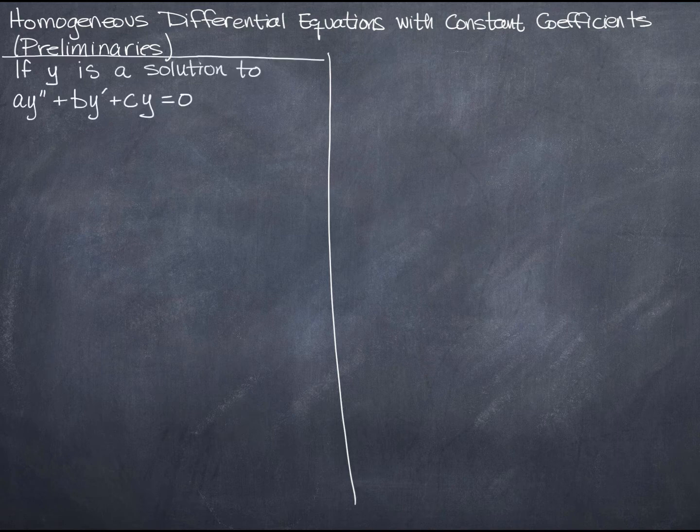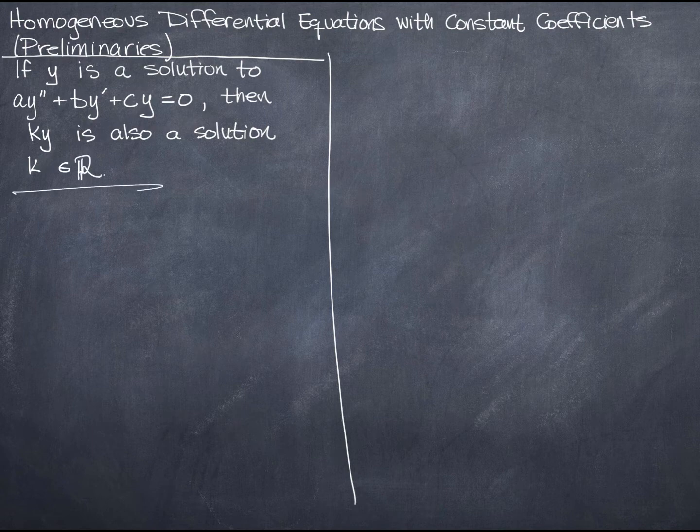y, if some function y, is a solution to a differential equation of this particular form. This is a second order differential equation: there's a second derivative term, there's a first derivative term, and there's a term that has not had its derivative taken. The coefficients of those terms are constants. The point we want to make here is that if y is a solution to a differential equation of this form, then ky is also a solution for any real number k.